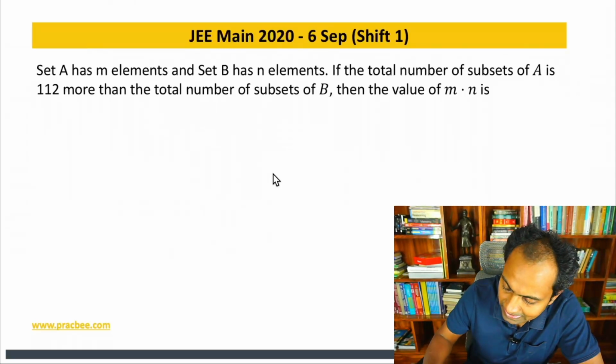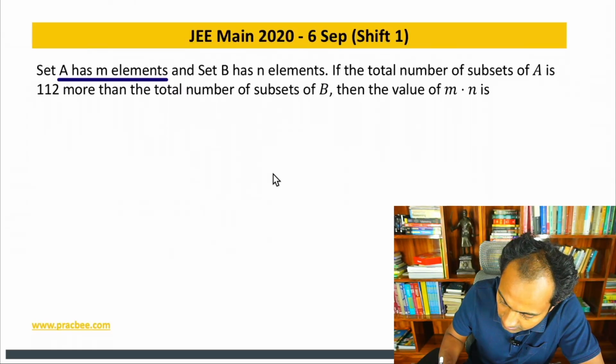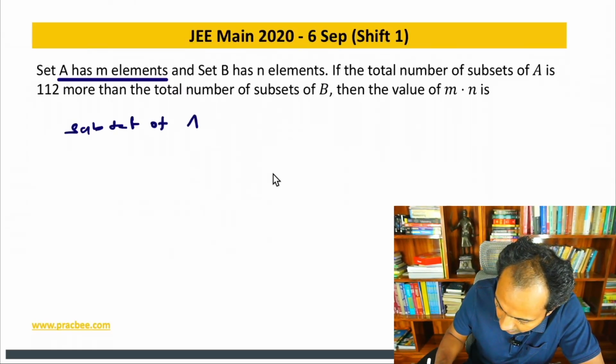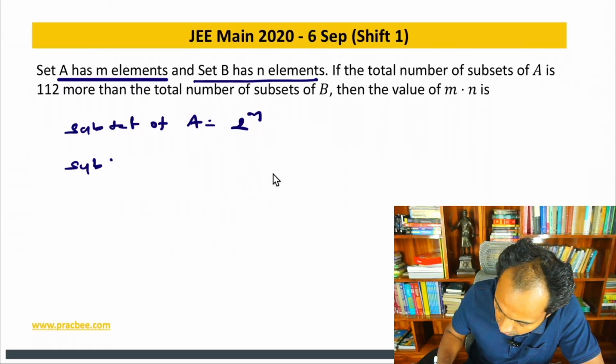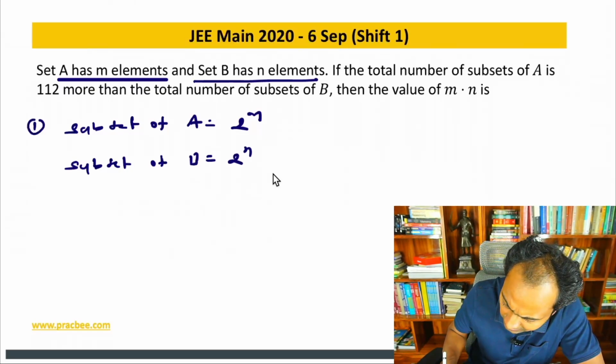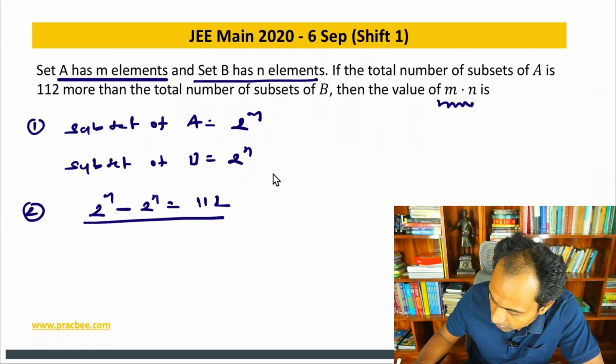The question says that there is a set A having m elements. If set A has m elements, the total number of subsets of A would be nothing but 2 raised to the power m. Similarly, you can see that the set B has n elements, so the number of subsets of B would be nothing but 2 raised to the power n. In the second part, they have given that 2 raised to the power m minus 2 raised to the power n is 112, and what they want is the value of m into n.